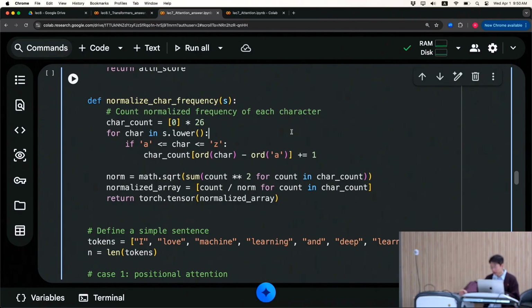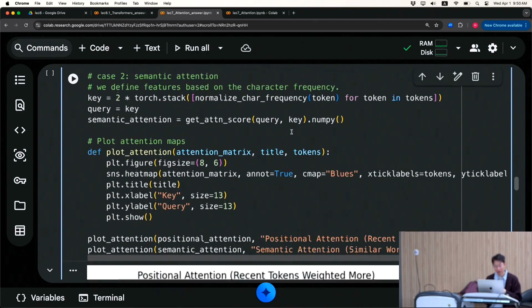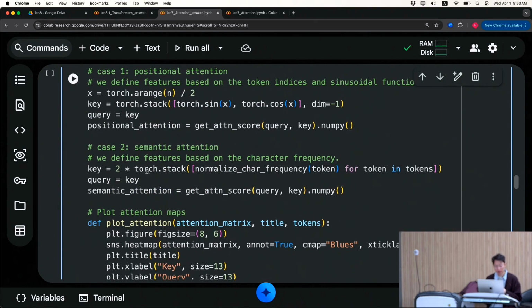And we're going to say two tokens are similar if these two histograms are similar. And we're going to say two tokens are different to some degree based on how much they differ from this histogram of alphabet characters. We're going to build the query and key based on this character frequency and visualize attention for each of the two cases.